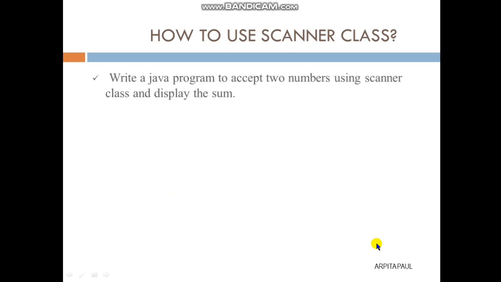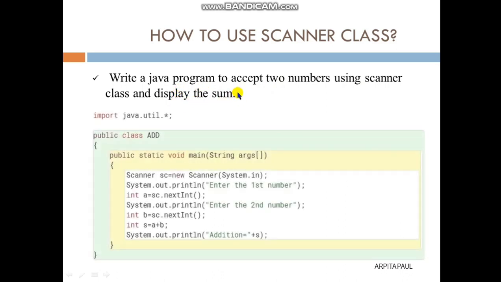Now see, I have given one program: write a Java program to accept two numbers using scanner class and display the sum. So basically we will input two numbers using scanner class and we will display the sum of those two numbers. How to do that? Let me show you. I have written one example, a full program, and I am explaining this step by step. You will do this program in BlueJ. You write it down there to get the output.